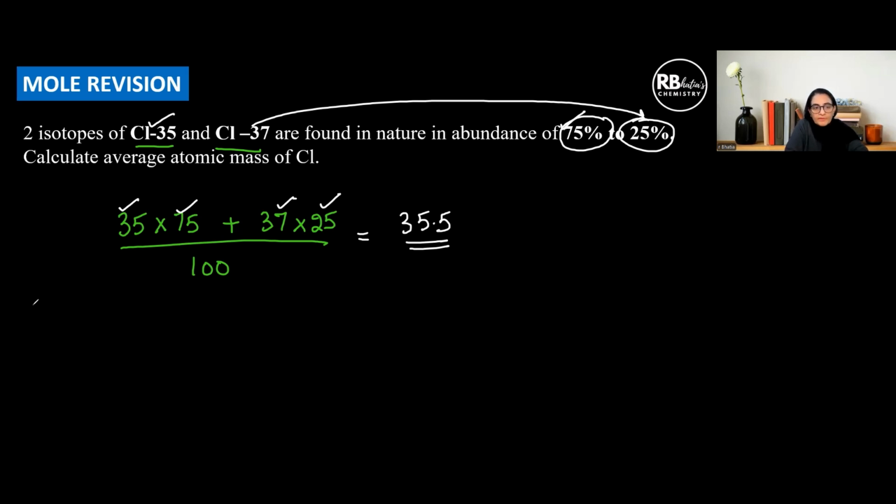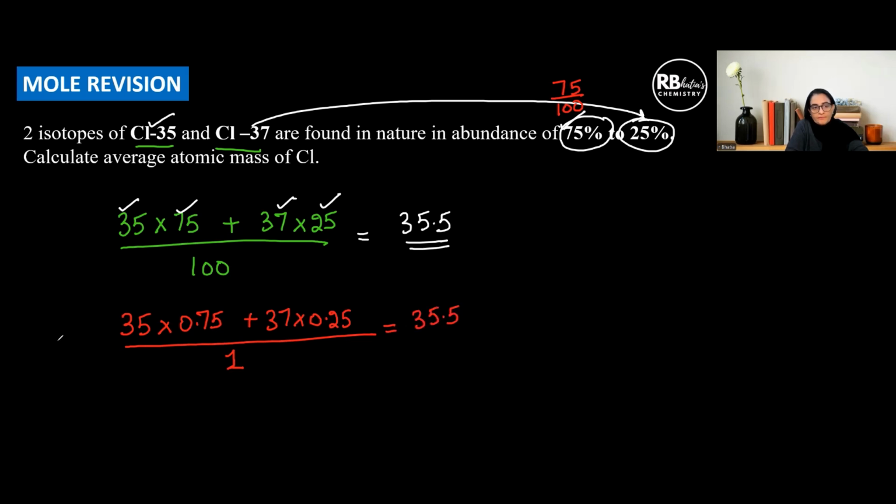We could have solved the same question another way. 35 into 75% can also be quoted as 75 by 100, which is 0.75. That means I'm taking the fractional abundance. And 37 into 0.25. And 0.75 plus 0.25, that is the sum total of the fractional abundance, is 1. So again, I'm going to get the answer as 35.5.